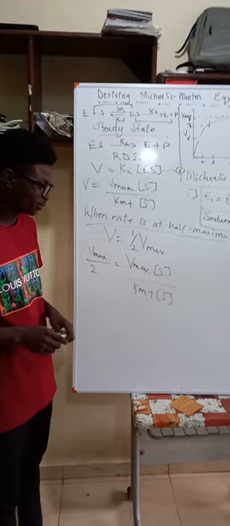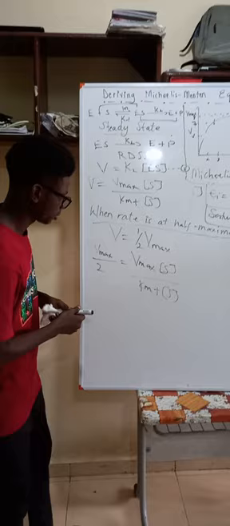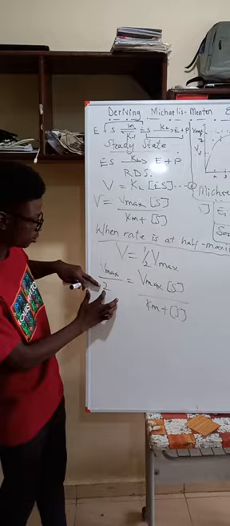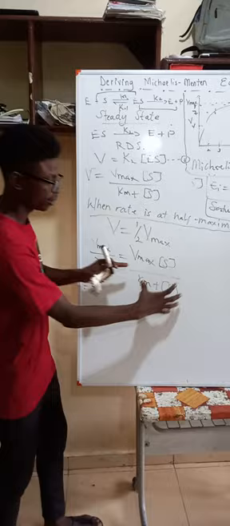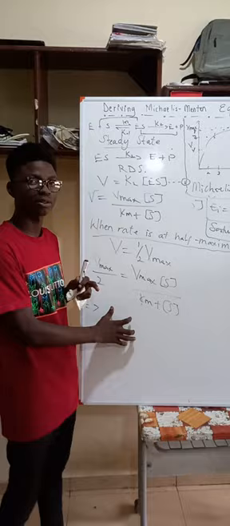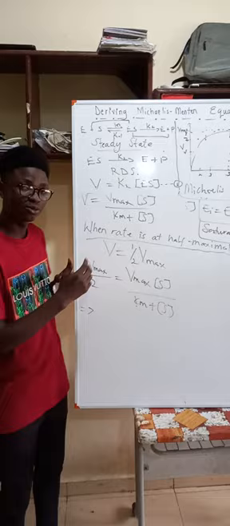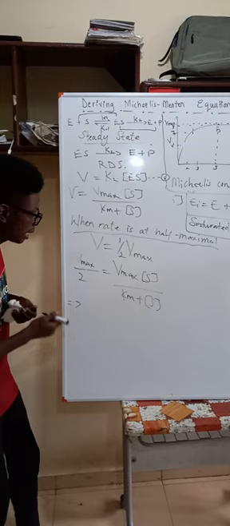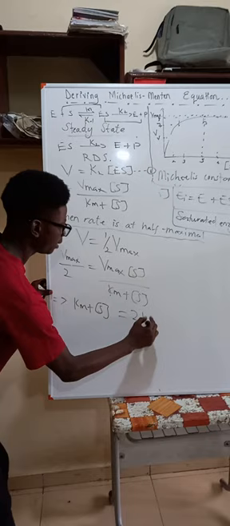Okay, so let's try and make Km the subject and see. So from here, guys, let's see what will happen. Let's do cross multiplication. So this goes here and this comes here, and the whole of this will also come here. If you don't understand this section, you can take pen and paper and try and follow so that you get what I mean. I'm going to multiply this by these two. This goes here, this comes, and this will come. So that I get Km plus S being equal to 2 Vmax S all over Vmax.